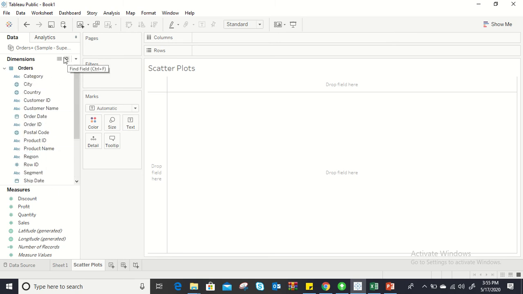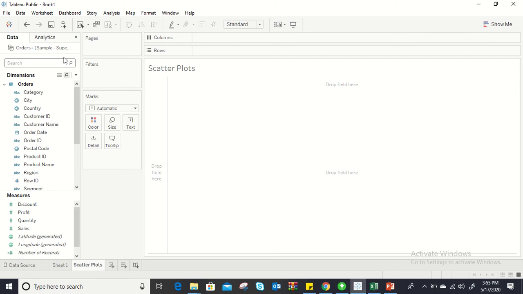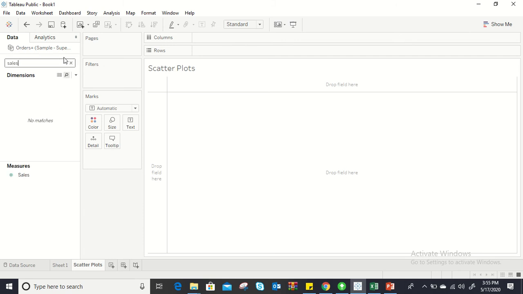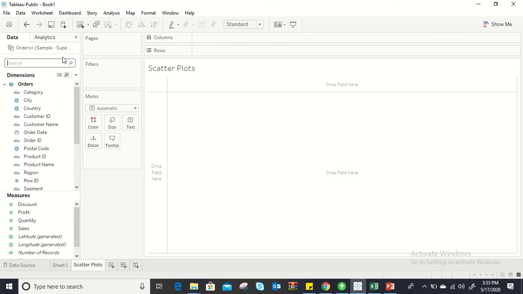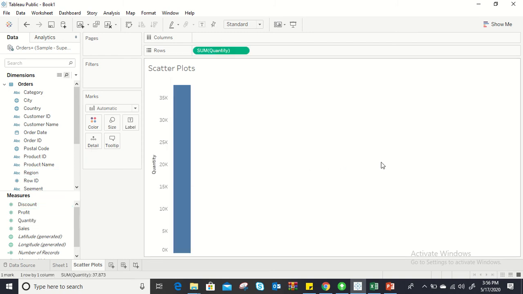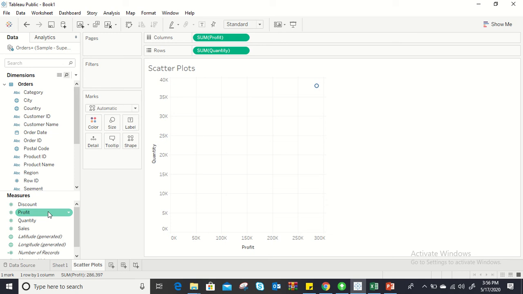So what I'm going to do is leverage scatter plots to do a simple sales quantity analysis, for which I'm going to use the number of records. I think there's this quantity option over here, so I'm going to use that, okay? And I'm going to use profit, right? So basically you have profit on the x-axis and quantity on the y-axis, and you see one point over here, which does not mean anything.